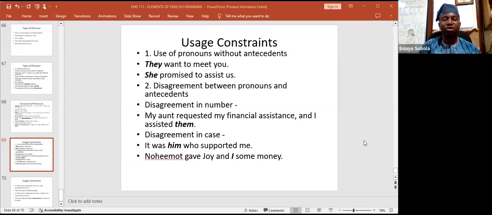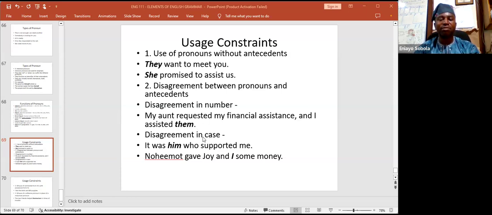Number two, there may be a disagreement between pronoun and antecedent. The agreement may be in terms of number. If the antecedent is singular, the pronoun must be in singular form. But sometimes we have the plural form of a pronoun with a singular antecedent. For example, my aunt requested my financial assistance and I assisted them. Them is in plural form while the antecedent, my aunt, is singular, meaning that there is disagreement between the pronoun and its antecedent in terms of number.